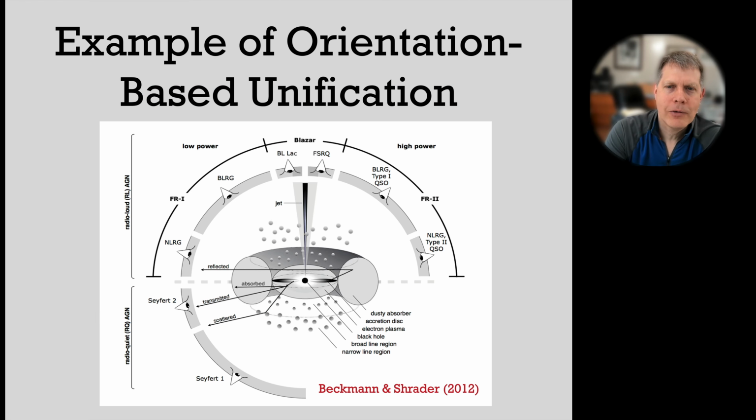So if we go back to our little unification model that I've only alluded to a couple of times before, remember there are type 1 systems where you are looking in a more pole-on manner, and you can look down into the nuclear regions where the high velocity gas is present. Here the broad line region is labeled as being down in here, inside this equatorial obscuring material.